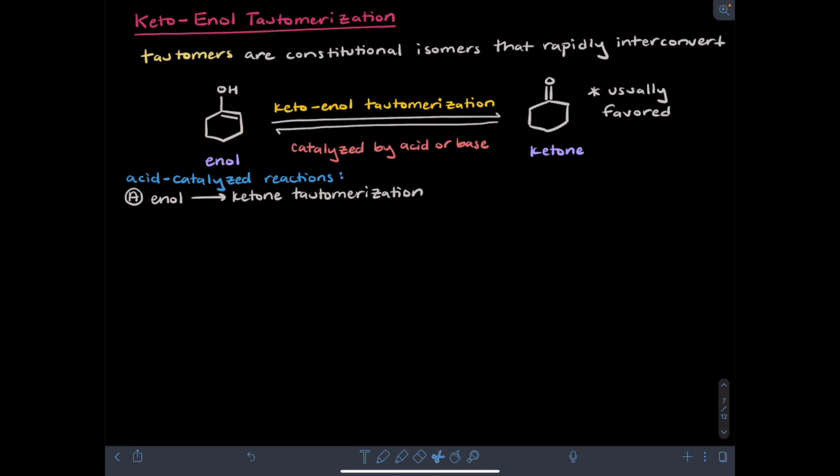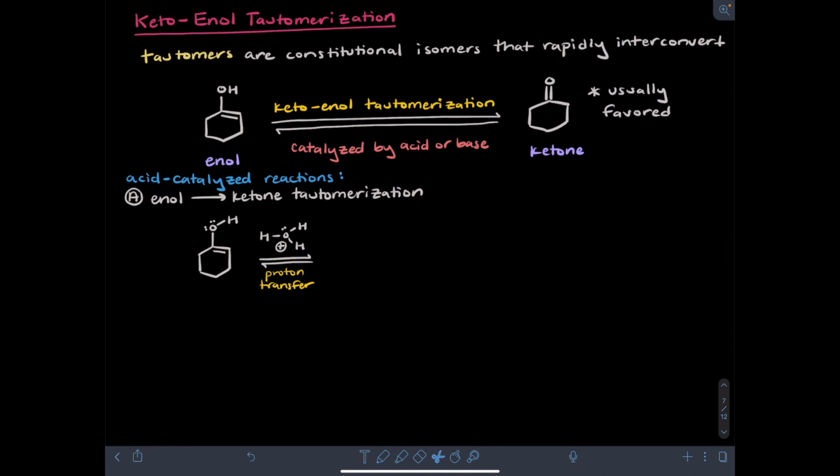For now, I want to talk about the acid-catalyzed variants of this tautomerization reaction. And first I'm going to consider the curved arrow mechanism going from the enol form to the ketone. And after this we'll do the reverse.